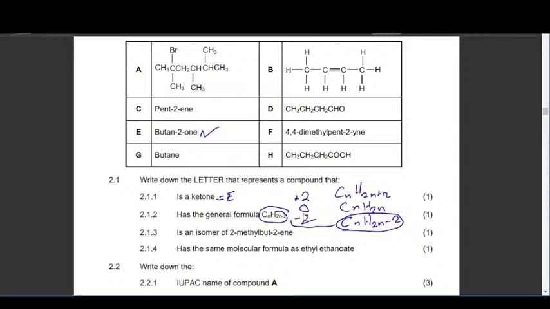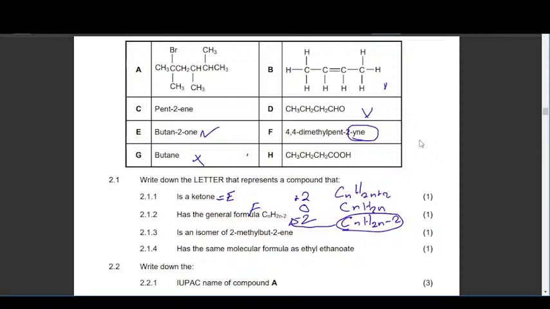So basically, let's look at this general formula now. They are saying, kind, no, yne. That word yne. Remember the naming, it ends with yne. So F becomes the correct answer.